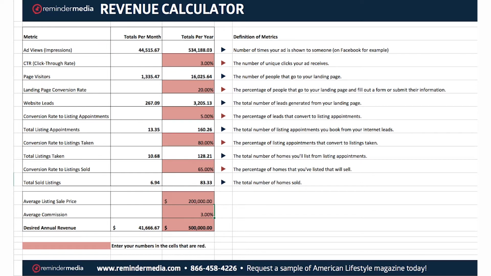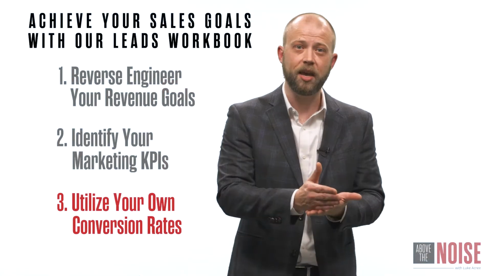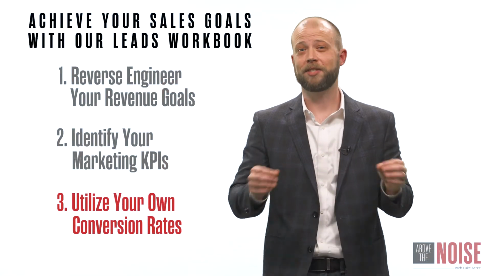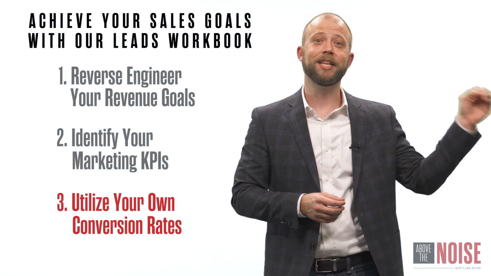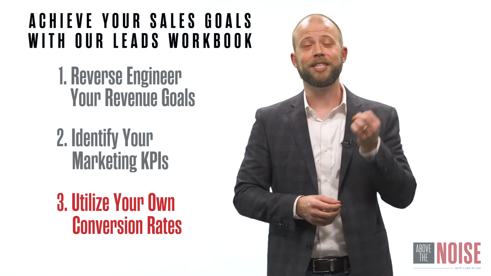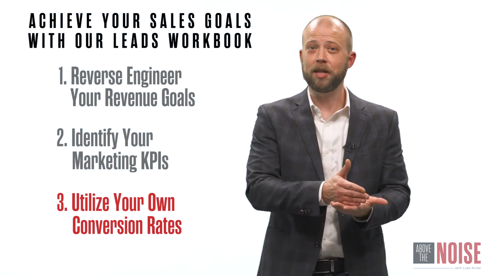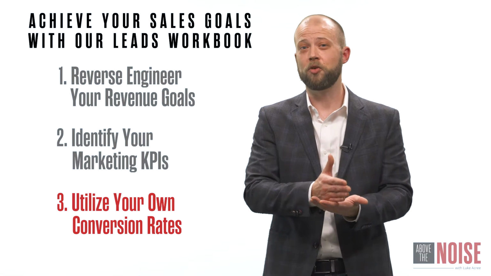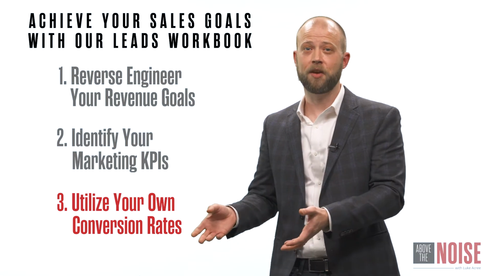Now I know that sounds like a lot of impressions, but if we look at what the average cost per impression would be, you can get it as cheap as 25 cents per impression, which means you're spending $1,100 to generate 7 transactions in a month, which is ultimately going to be $42,000 in GCI for your business.